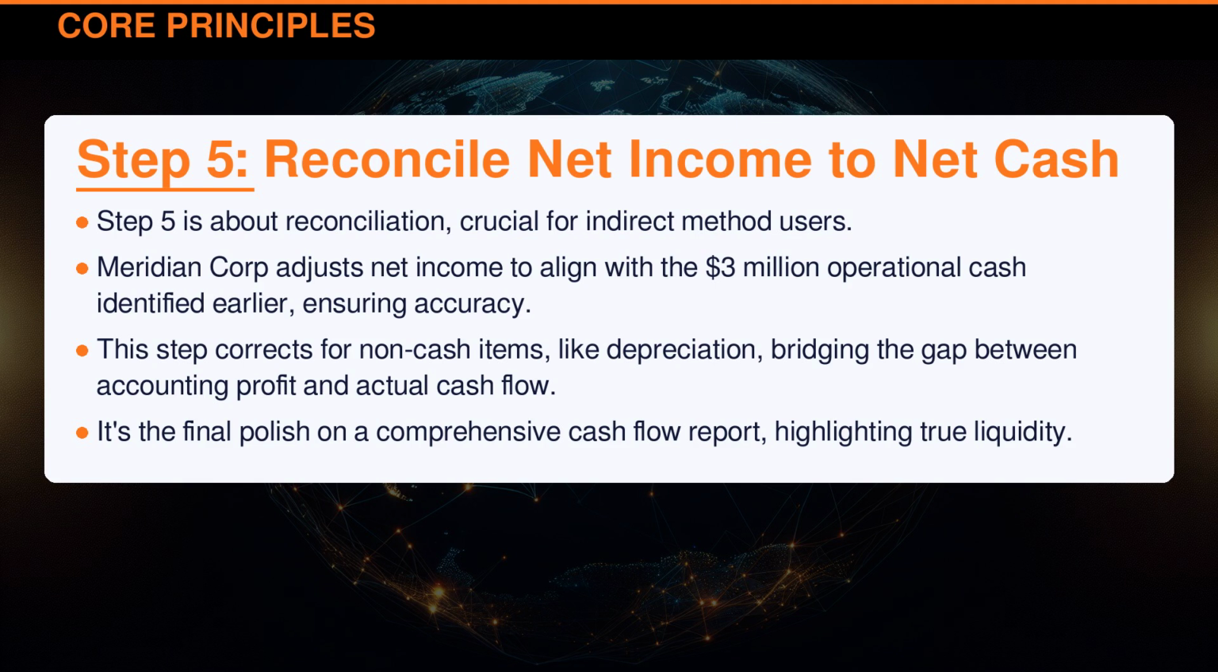Step 5 is about reconciliation, crucial for indirect method users. Meridian Corporation adjusts net income to align with the $3 million operational cash identified earlier, ensuring accuracy. This step corrects for non-cash items, like depreciation, bridging the gap between accounting profit and actual cash flow. It's the final polish on a comprehensive cash flow report, highlighting true liquidity.